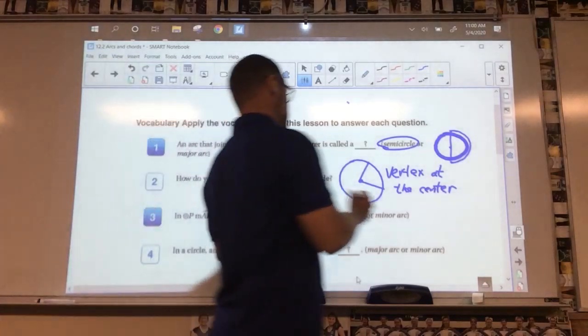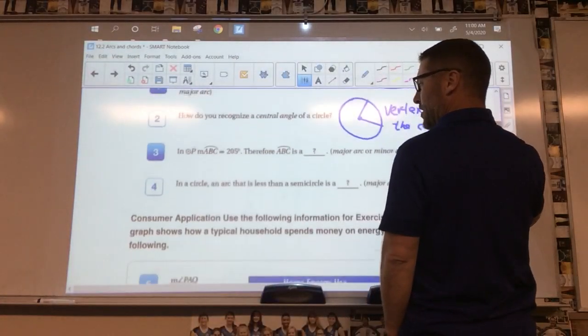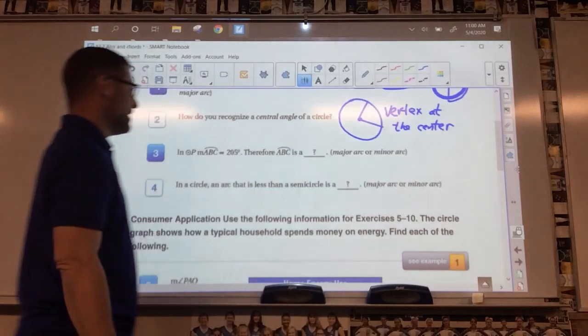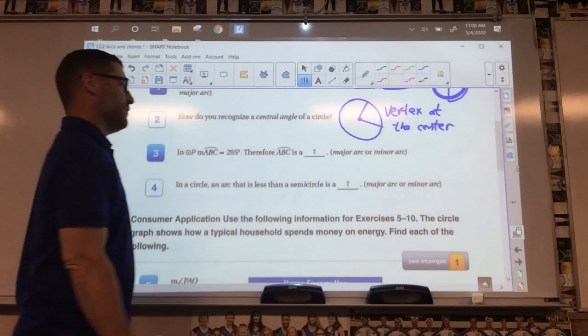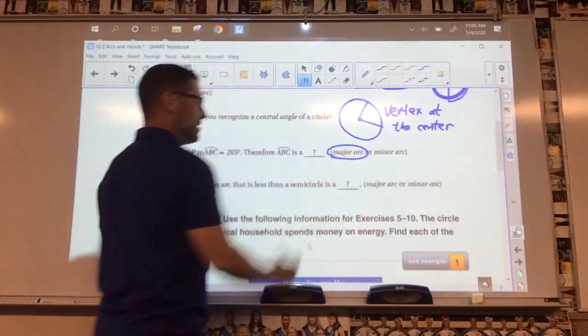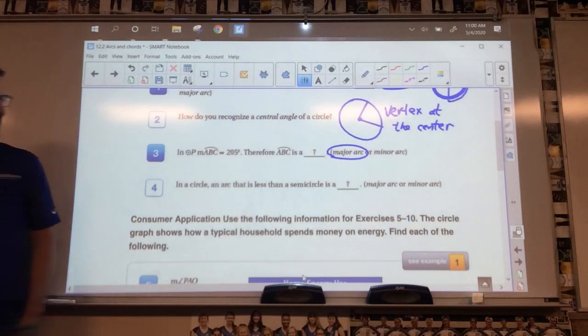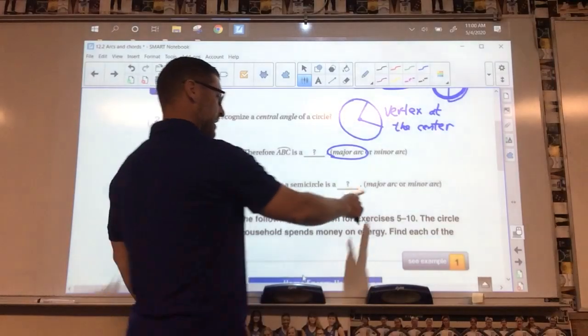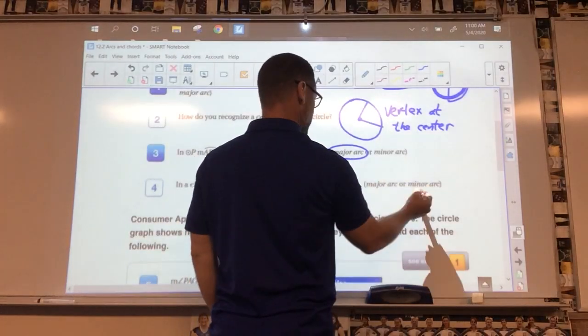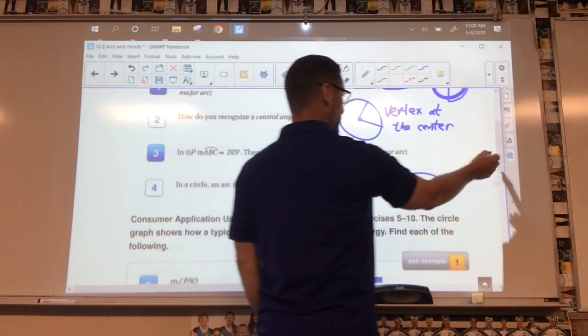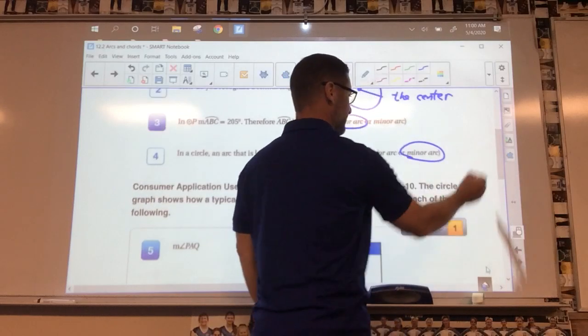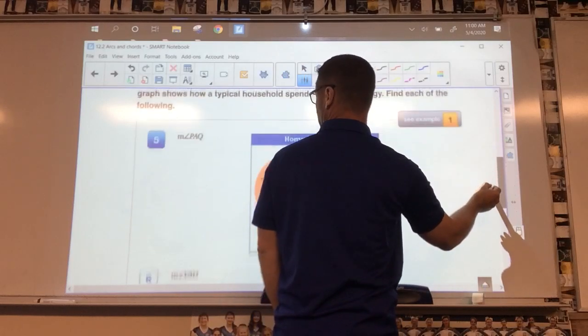In circle P, arc ABC is 205 degrees, therefore ABC is a major arc. It's a big arc. In a circle, an arc that is less than a semicircle is a minor arc. And we got it. Just some vocab over what we just went through.